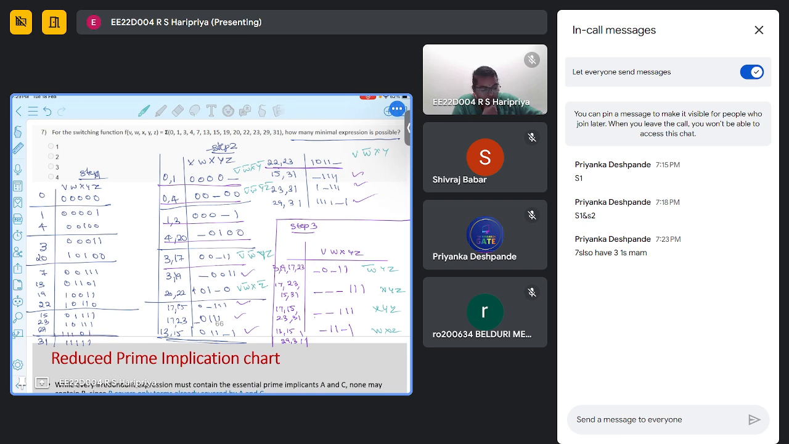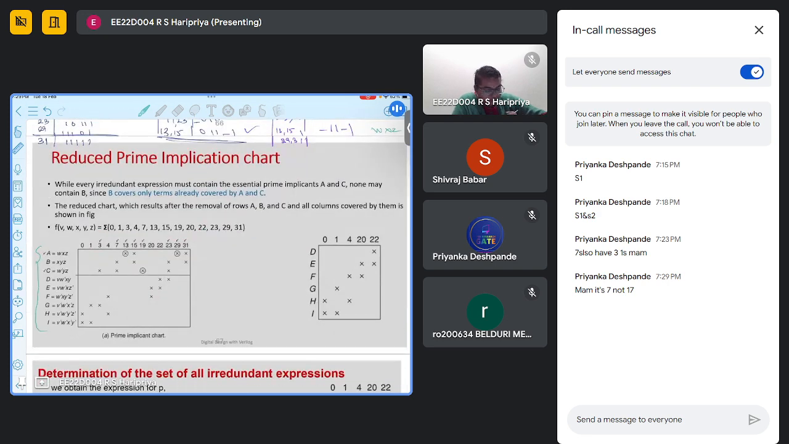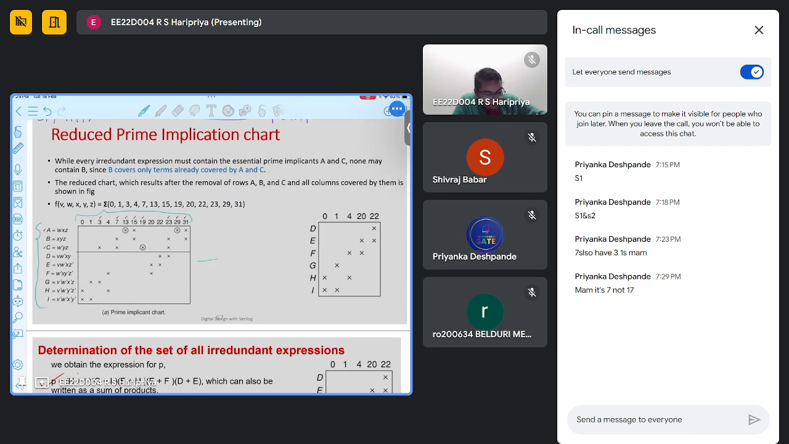Anywhere we have covered, 17 is already covered, so this is also covered. This term is not needed. And this is V bar, W bar, X bar. Okay, so these are the 6 terms from the slides. We get this, and these are the minterms given in the question. Now to reduce this, the essential terms are A and C. B is already covered, so we remove all these 3 and we are left with D, E, F, G, H, I.